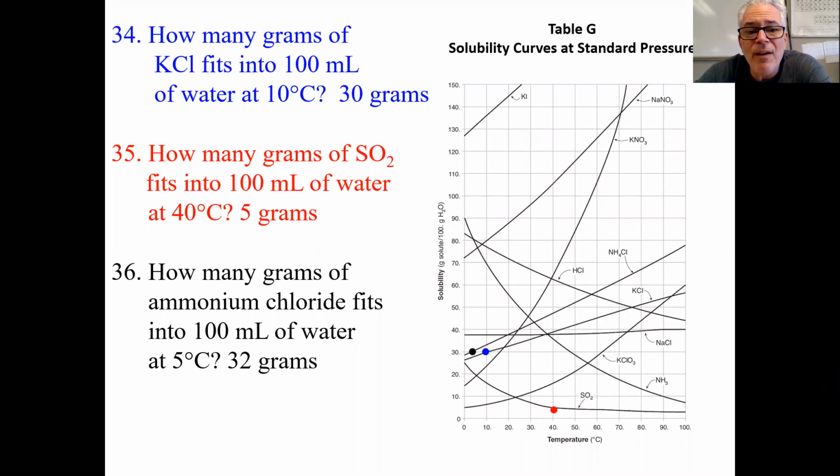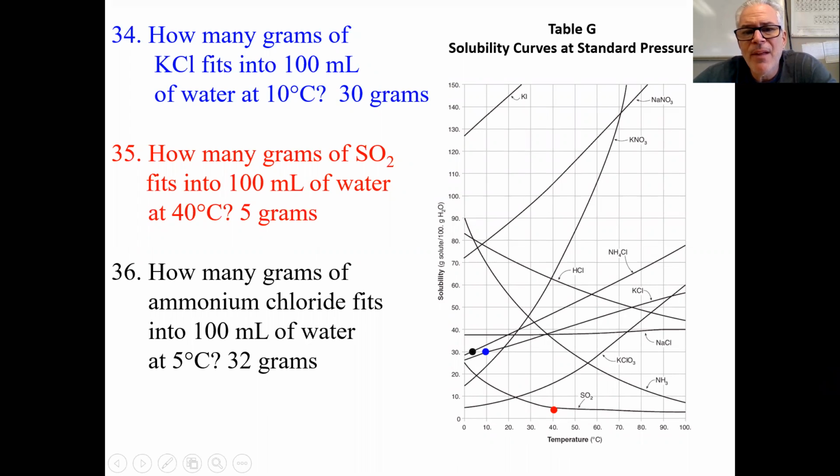30 grams, 5 grams, 32 grams. So let's see what we got. That doesn't make sense. 5 grams. SO2, yeah, 5 grams. Look at it down here. And those two are over here. They're both about the same. 35 and 40. No, something's wrong. That 40, 30 and 30, yeah, no, 30 and 32. We're good. This is all perfect.